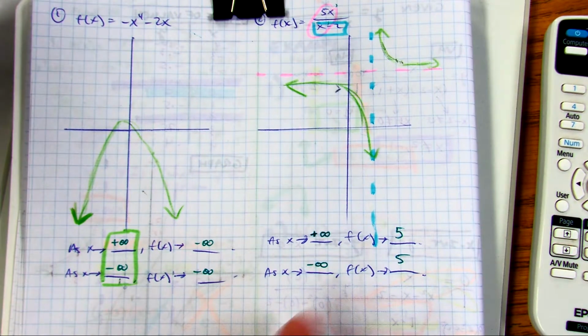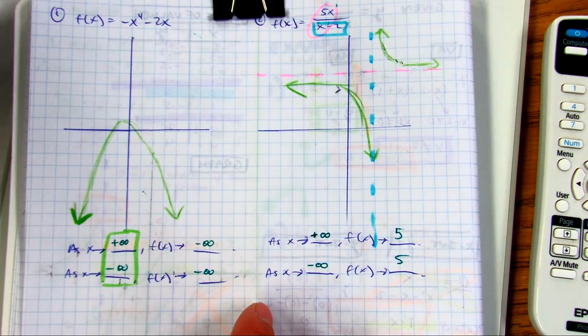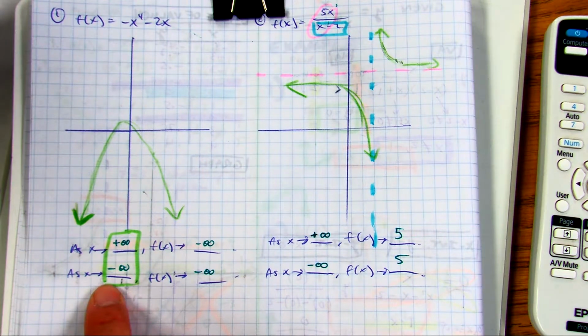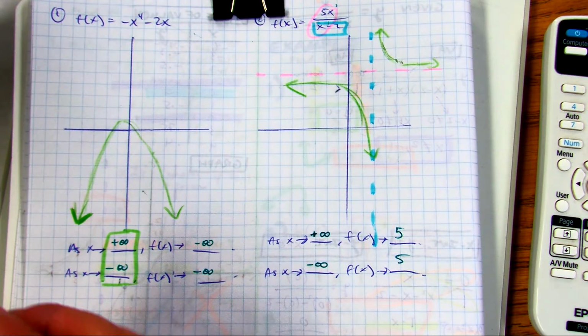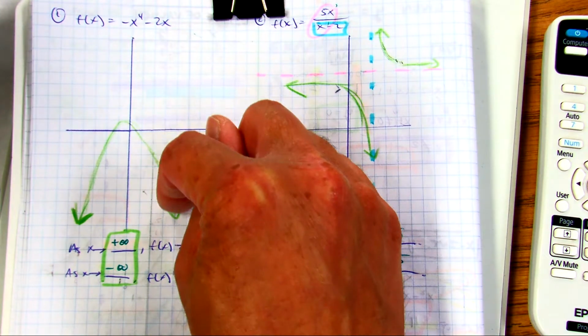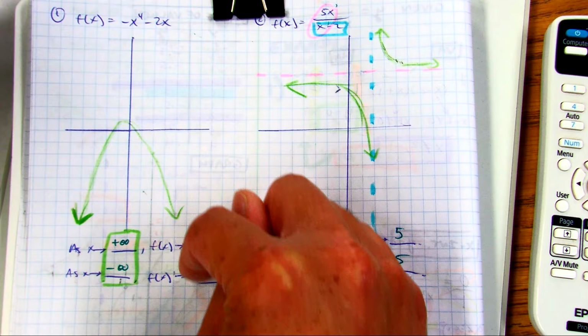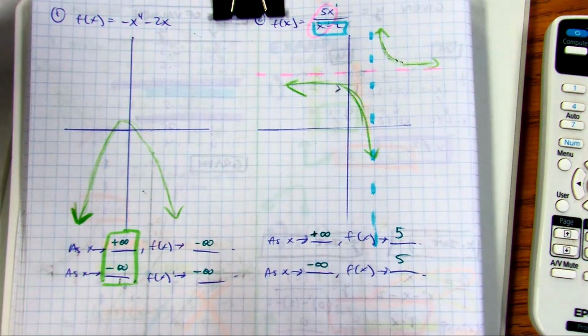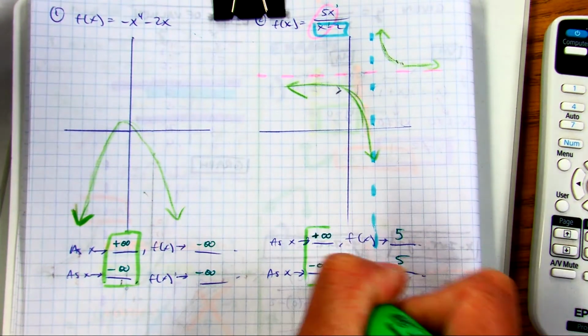Why is the f of x negative in the first one? The infinity? Here? At the top. Here. Yeah. So what's happening is your y values are going down. They're all negative. Does that make sense? So here in green, these will always stay the same.